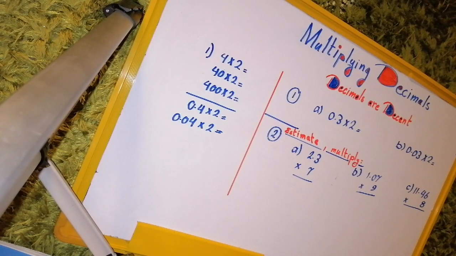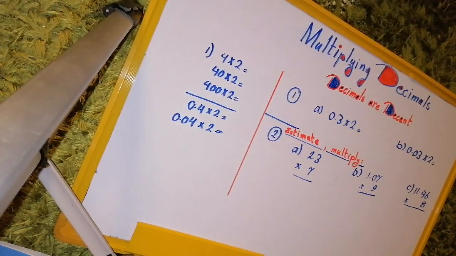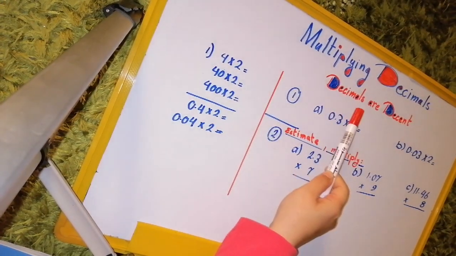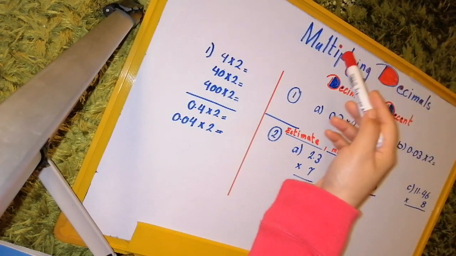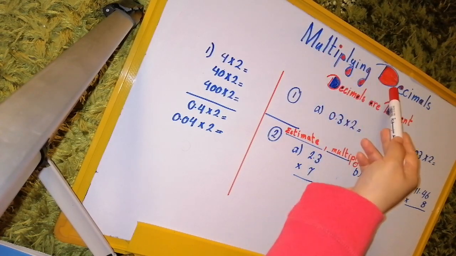Today we have a new lesson. We are still learning the operations with decimals, and we still have the same slogan: decimals are decent. Why are decimals decent? Because, as we said before, it's easy to do the operations with decimals just as we were used to doing with normal numbers. So today's lesson is about multiplying decimals.